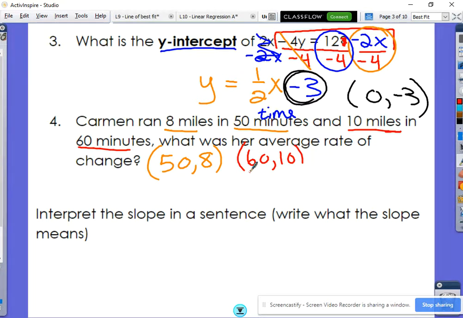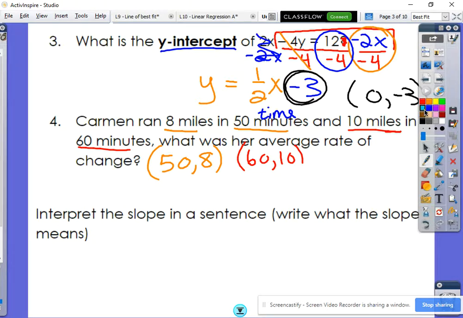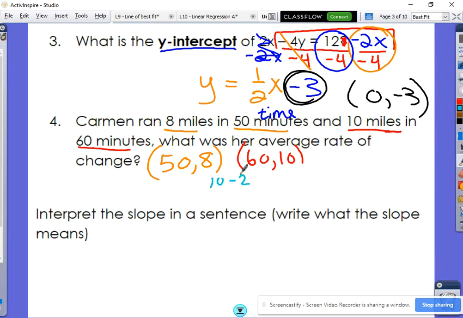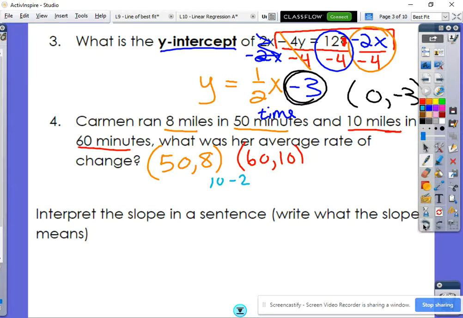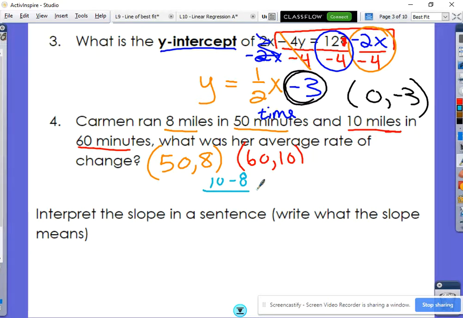Now all you have to do is use the slope formula to find this one. Find our slope. So that's going to give us 10 minus 8 on the top. All over 60 minus 50 on the bottom. So we're left with 2 over 10, all right, which simplifies down to 1 over 5.